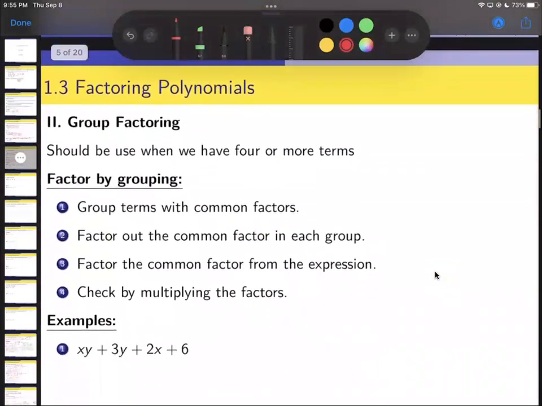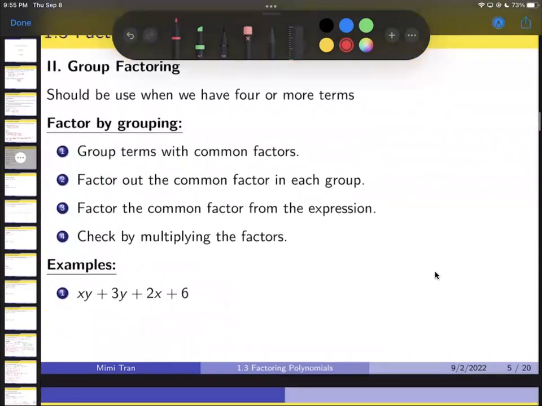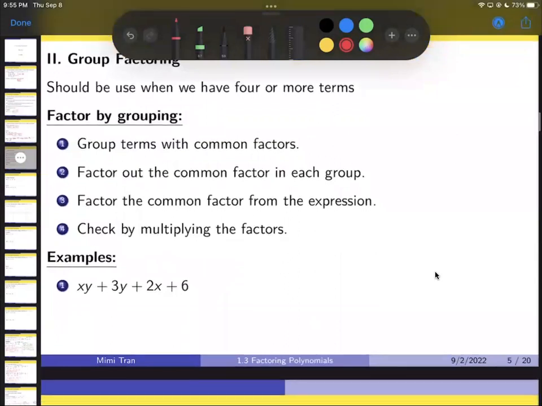All right, so that's factor out the GCF. The second section will be group factoring. Now, when do we use group factoring? We use this when you have 4 or more terms, right? The step will be, first you group terms with the common factors. So I'm gonna go through an example and explain it to you step by step. So I have xy plus 3y plus 2x plus 6.